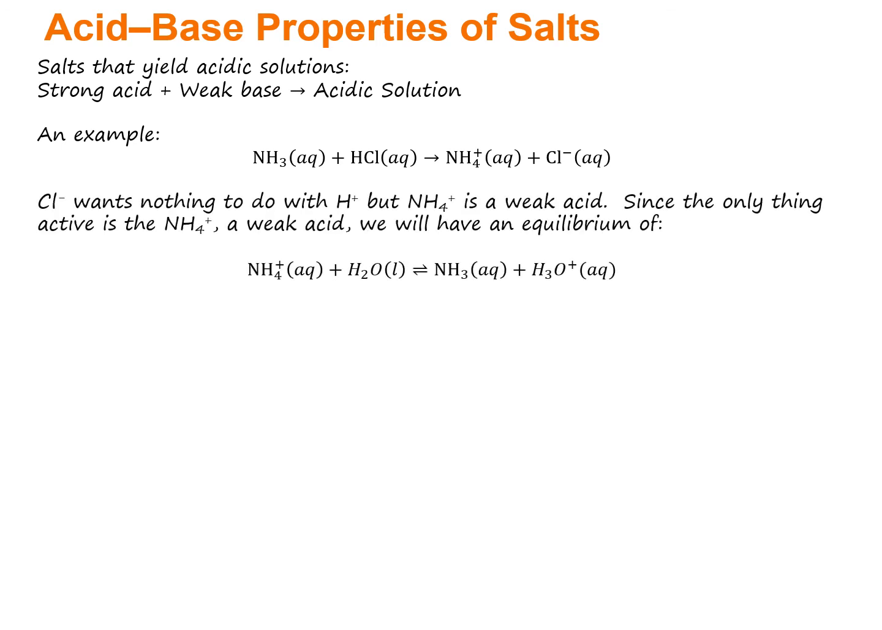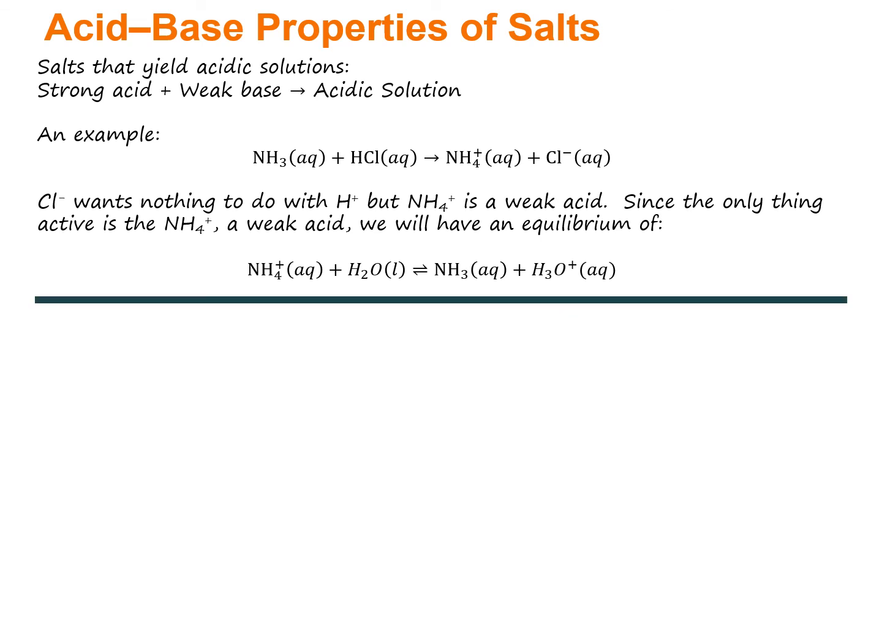And so what we can expect is that since we have one weak acid present, that NH4 plus is subsequently going to react with water in equilibrium to form NH3 and hydronium ion. And so we can expect that we would have a slightly acidic solution at the conclusion of a neutralization of a strong acid with a weak base.